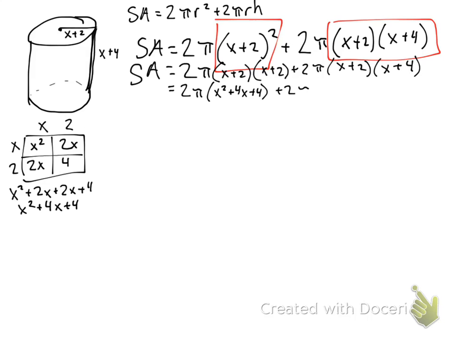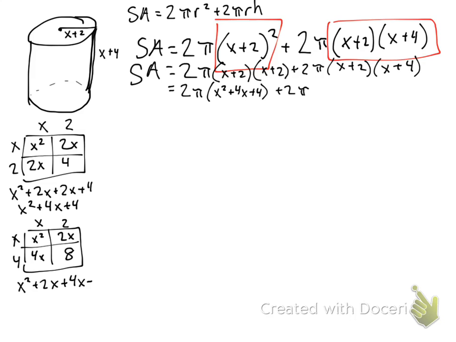Okay, plus 2 pi, and then I'm going to do this problem off to the side, the x plus 2 times x plus 4. So x, 2, x, and 4. So we get x squared, that gives us 2x, 4x, and 8. So x squared plus 2x plus 4x plus 8, which simplifies to x squared plus 6x plus 8. So I can plug that in. So x squared plus 6x plus 8. Okay, not quite finished.